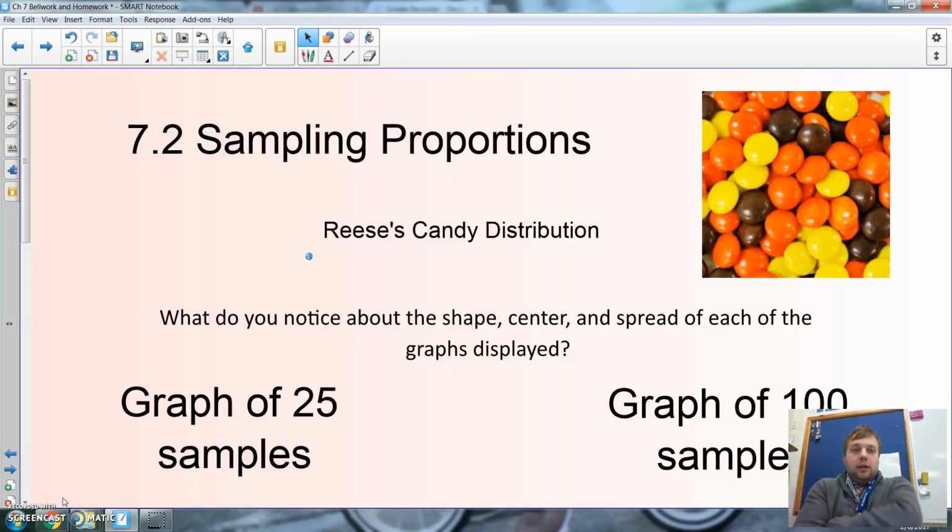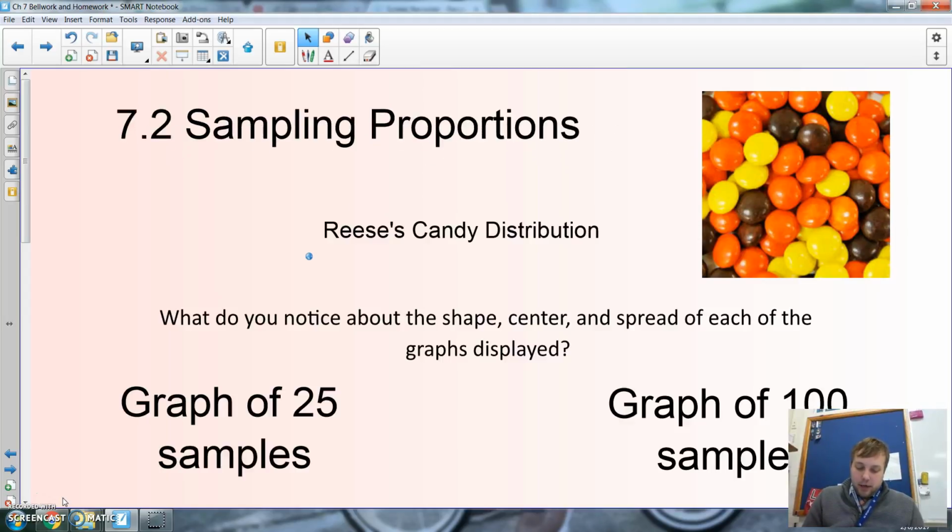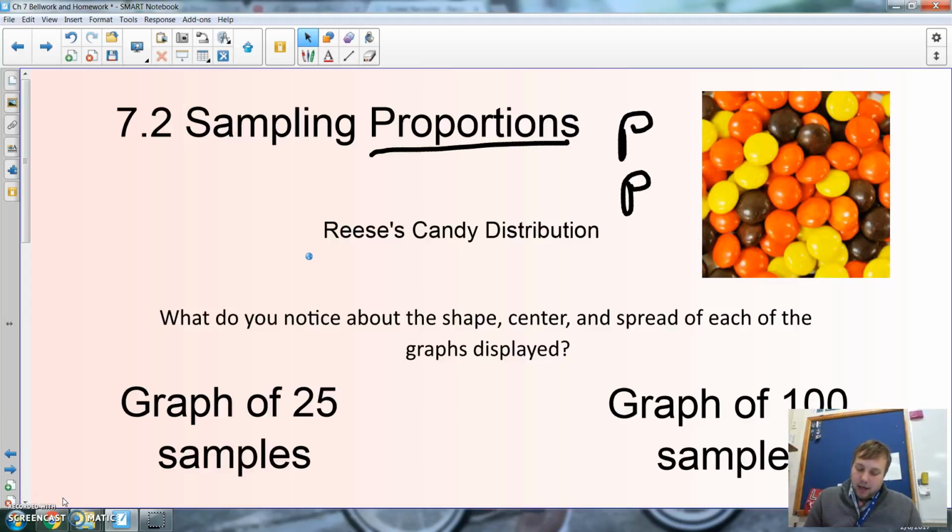All right, we are starting in on 7.2 on sampling proportions, and I just want you to be aware that we're talking about in this chapter proportions, which is going to be p or p hat. It's very important because in 7.2 we're going to be talking about means and x bars. That's when we're dealing with proportions only.